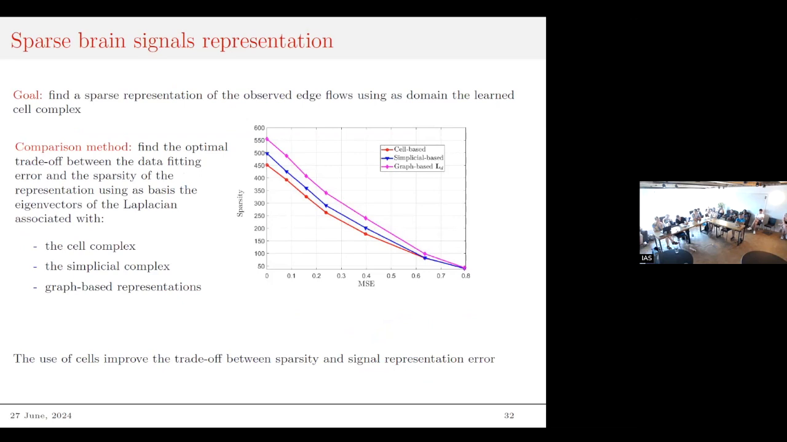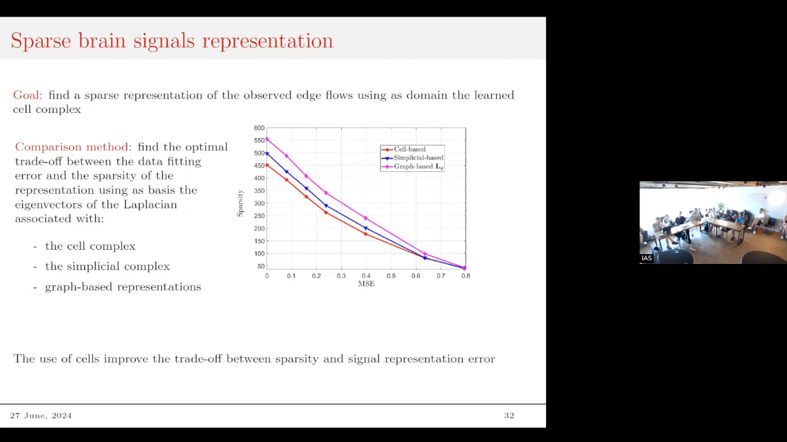The sparsity versus the minimum square error is illustrated in these figures, where we have that, with respect to a graph-based representation, we have an improvement in terms of the trade-off between sparsity and data fitting error. So if we add cells, we have more information, and we are able to have a more sparse representation for a given data fitting error. The use of cells provides an improvement of the performance.